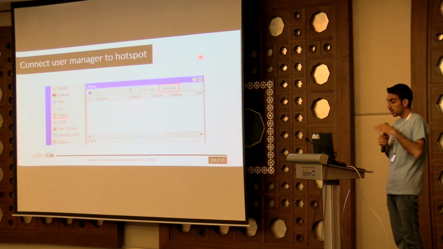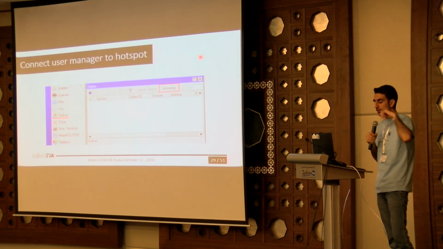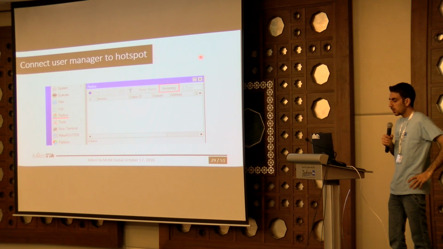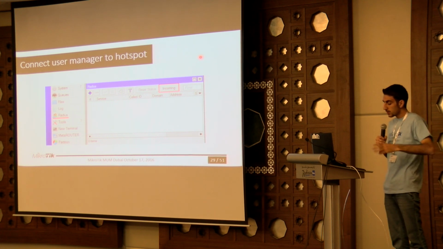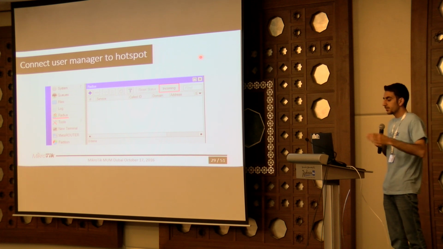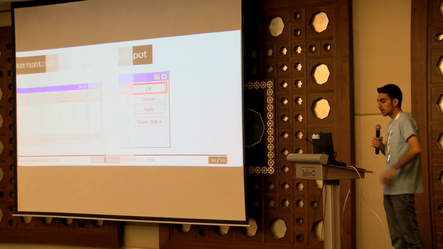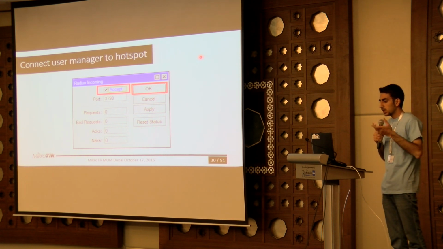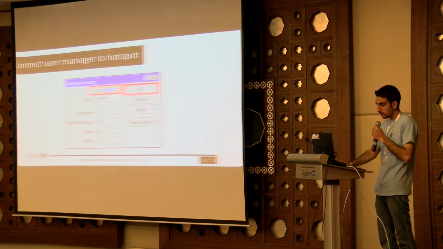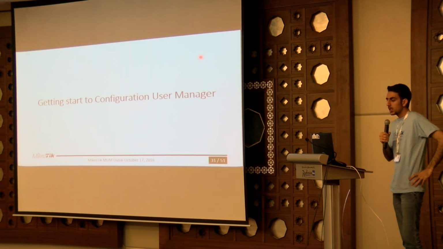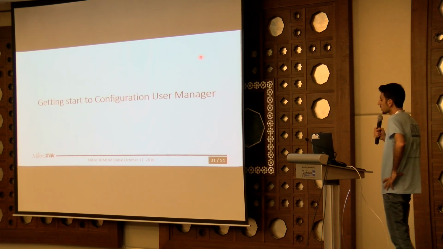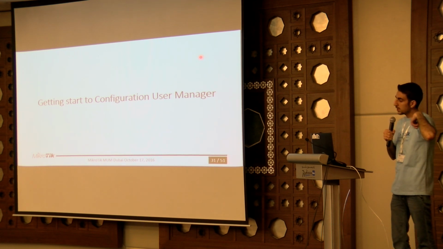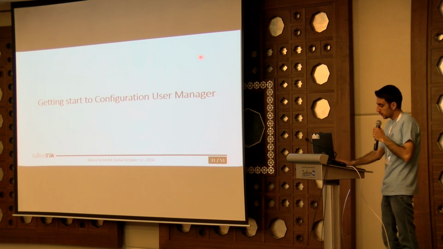Okay. I'm sorry, I forgot incoming. We should enable incoming on the router. To enable incoming, we should click on the radius button and click on the incoming button and set the accept checkbox and click on OK. Okay. Now we want to configure user manager, connect user manager to hotspot, create a limitation, profile, and user, and test it and enjoy it. Okay.